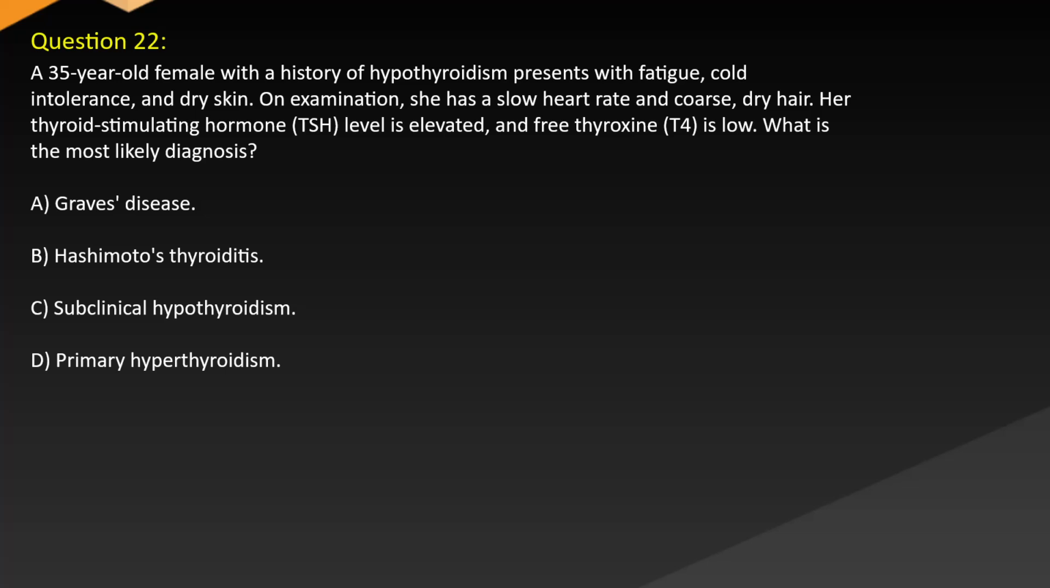Question 22. A 35-year-old female with a history of hypothyroidism presents with fatigue, cold intolerance, and dry skin. On examination, she has a slow heart rate and coarse, dry hair. Her thyroid-stimulating hormone, TSH, level is elevated and free thyroxine is low. What is the most likely diagnosis? A. Graves' disease. B. Hashimoto's thyroiditis. C. Subclinical hypothyroidism. D. Primary hypothyroidism.